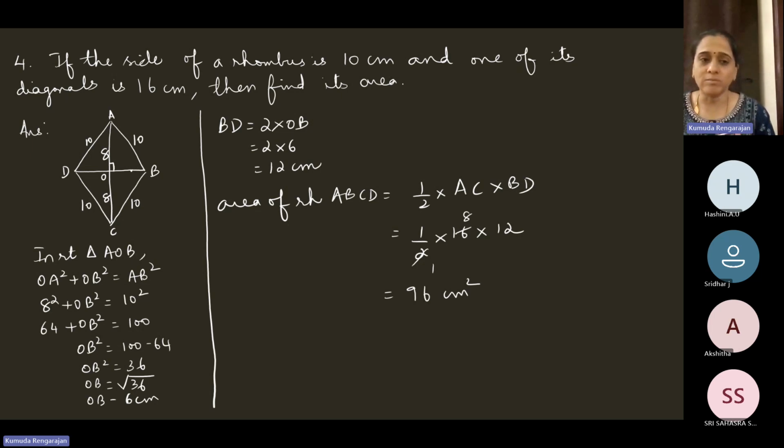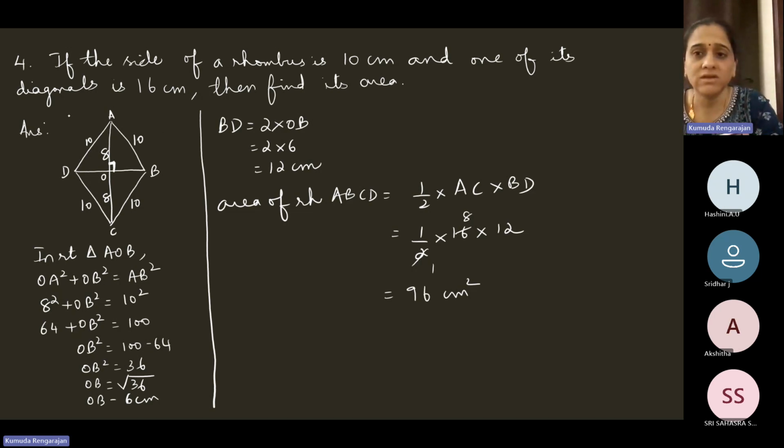Okay. Now in a rhombus, we know that the diagonals are perpendicular to each other. Another 90 degrees. Can you see that? In a rhombus, the diagonals are perpendicular to each other. So 90 degrees. The side given is 10, so everywhere AB is 10, BC is 10, CD is 10, AD is 10.